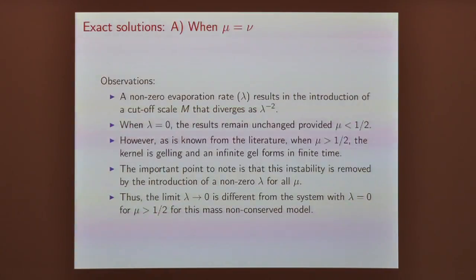Now the non-zero evaporation rate lambda results in the introduction of a mass cutoff scale that diverges as lambda to the power minus 2. So when lambda equals 0, these results remain unchanged provided mu is less than half. If mu is greater than half, for a general aggregating kernel, we get a gel state. But here, even if mu is greater than half, as we have introduced an evaporation rate, no gel is formed. The important point to note is that the gel instability is removed from the system by the introduction of a non-zero lambda for all mu. Thus the limit lambda going to 0 is different from the system with lambda equal to 0 for mu greater than half for this mass non-conserved model. So this is the main difference concerning this mu equals nu case from just an aggregating system.